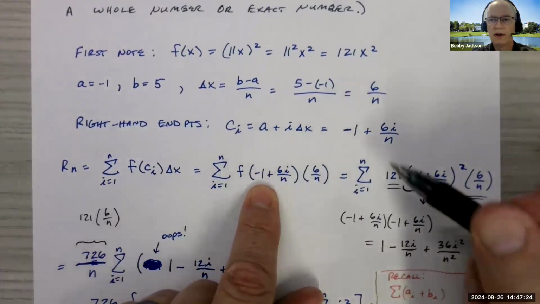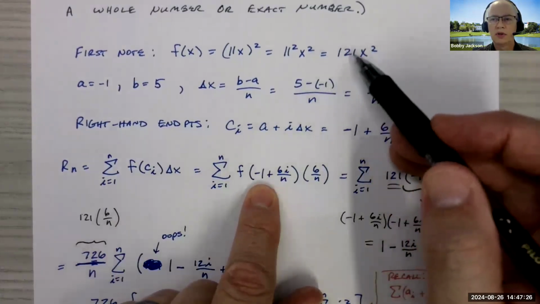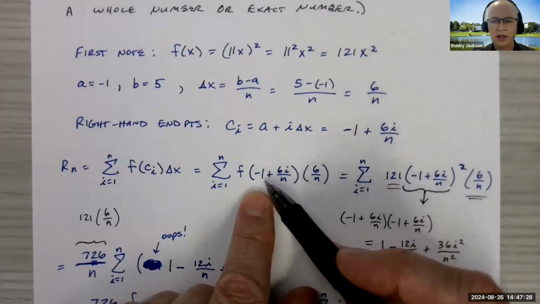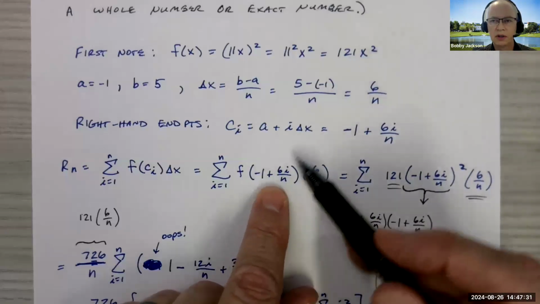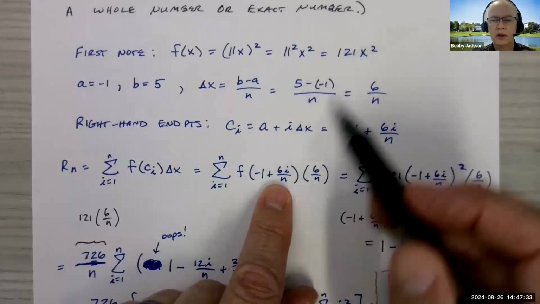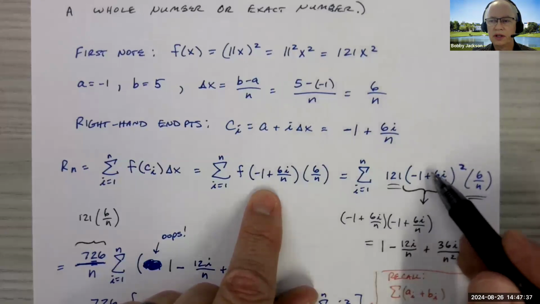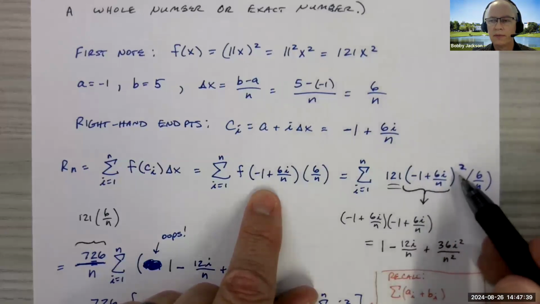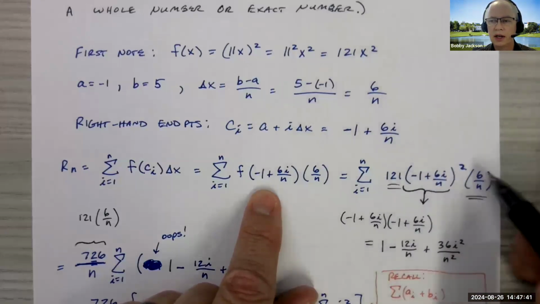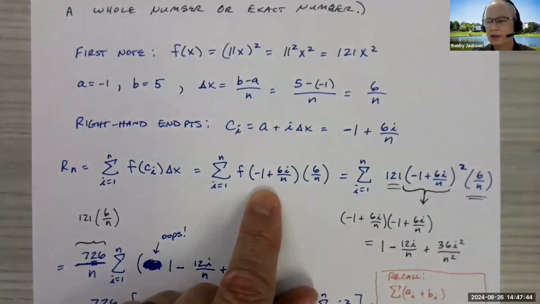Remember our function is this simplified 121 times x squared. So if I plug this in the parentheses right into the function, I'm replacing x with this quantity. So it's 121, and in parentheses, the x is this quantity squared. All right, so here's f of c sub i times delta x.